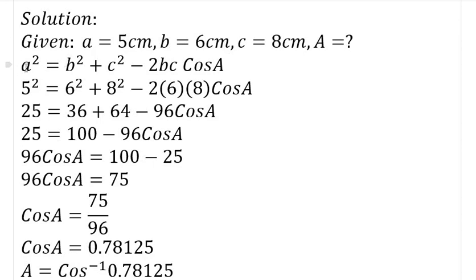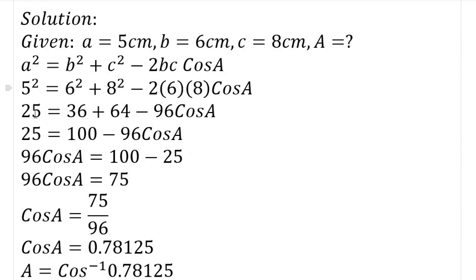So let's input. We have our A to be 5, so we have 5 square here. We have our B to be 6, we have 6 square here. We have our C to be 8, we have 8 square here. Minus 2BC. Our 6 and 8 are B and C, cos A, because we are not given the angle. So we have cos A. Awesome. So 5 square is 25 equals 6 square is 36 plus 8 square is 64 minus 2BC, that's 2 times 6 times 8 will give us 96. Now cos A, because we are looking for A, we don't know the value.